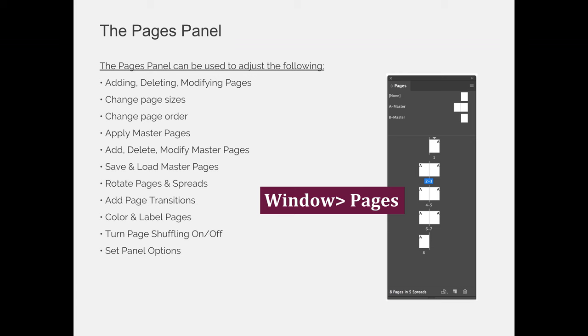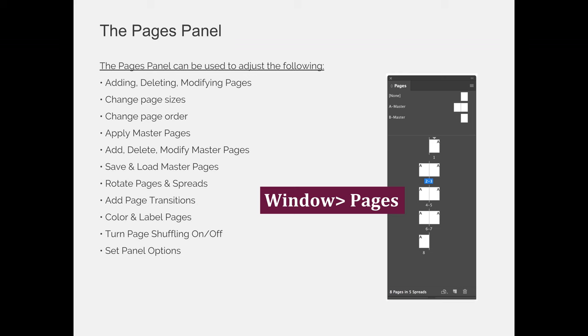You can use the Pages panel to change the order of the pages that you're working with, to use master pages, whether you're going to apply, edit, or distribute master pages. You also have the ability to save and load master pages if you need to share them between designs. You can rotate the view of the page or the spread that you're working on. You can add page transitions.